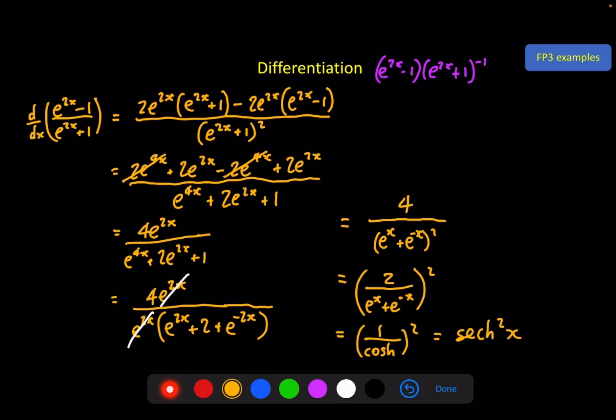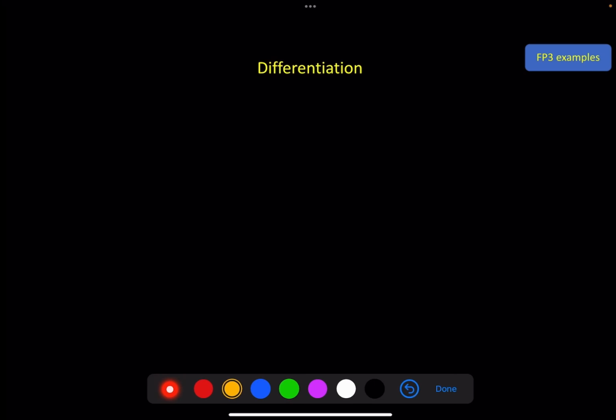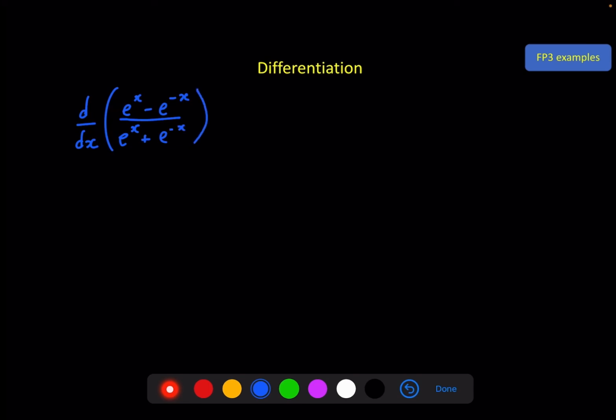Now I'm going to do it again from the less common version of the exponential form of tanh, because that form does not require you to think about this sort of idea or changing this expression into this. So what we would have there is the derivative of e to the x minus e to the minus x over e to the x plus e to the minus x. And again, I'll use the quotient rule.